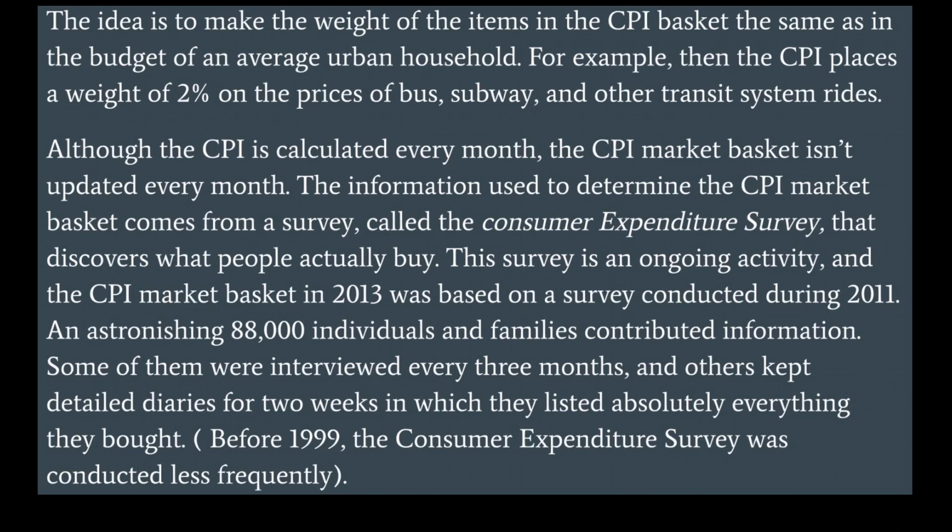The idea is to make the weight of the items in the CPI basket the same as in the budget of an average urban household. For example, the CPI places a weight of 2% on the price of bus, subway, and other transit system rides.